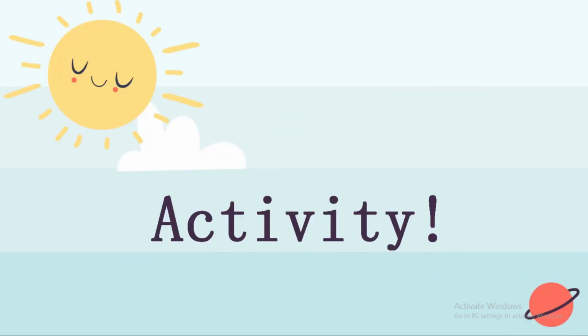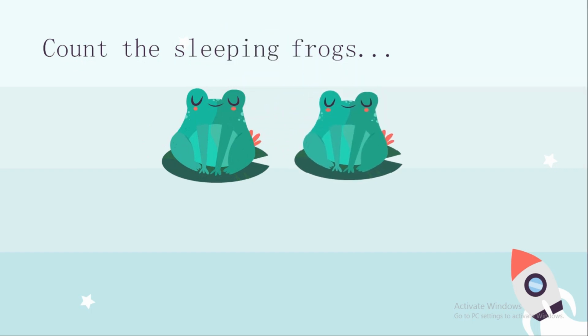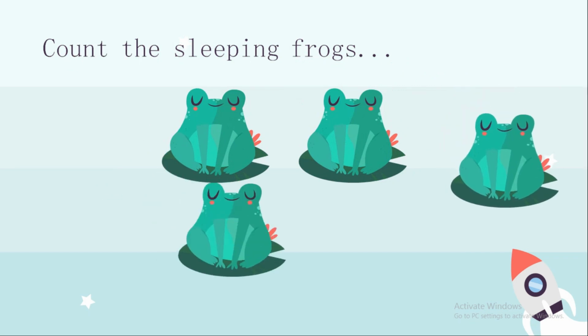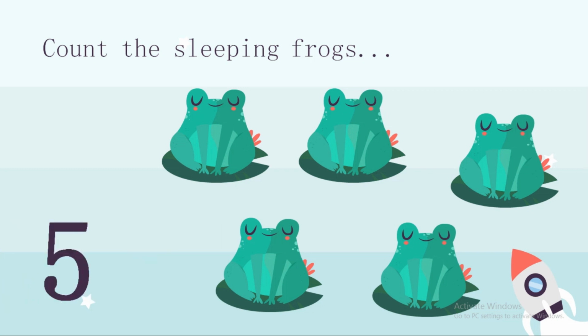Let's do an activity. Count the sleeping frogs. 1 frog, 2 frogs, 3 frogs, 4 frogs, and 5 frogs. How many frogs are there on the screen? There are 5 frogs on the screen. The number is 5. There are 5 frogs on the screen.